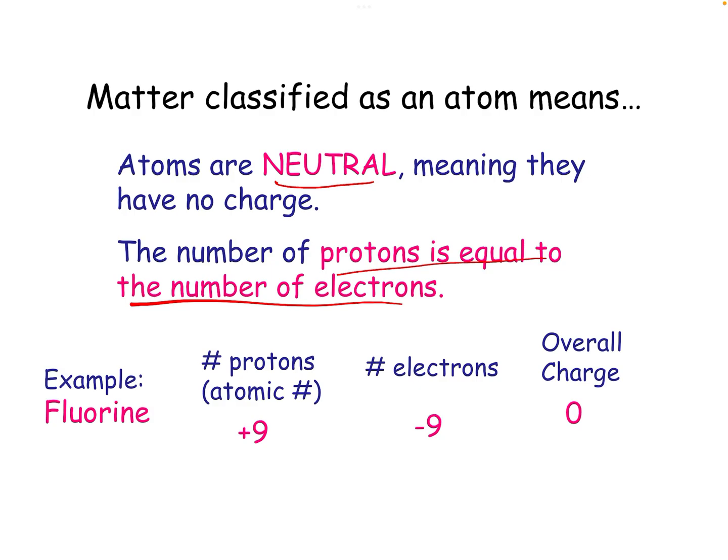For example, fluorine has an atomic number of 9, so you'd have a plus 9 charge. You must have 9 electrons also, so that would be a negative 9 charge. So plus 9 minus 9 gives you an overall charge of 0.